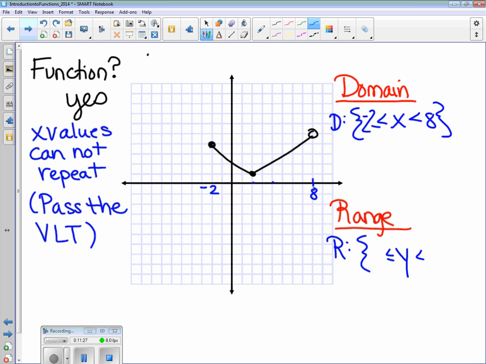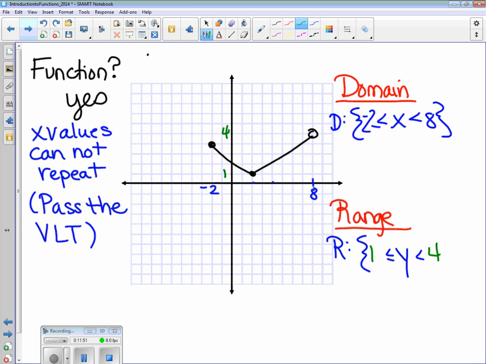Okay? How about the range, the y values? So now we're going up and down, aren't we? So now I'm going to say, okay, what is this lowest point here? 1, and it goes up to 4. Wouldn't you agree? From 1 to 4. So that is what goes here, from 1 to 4. Okay?